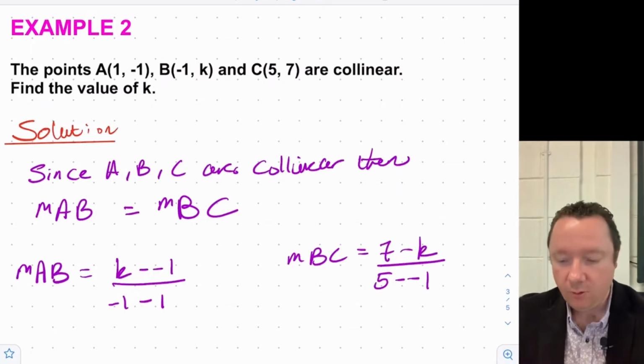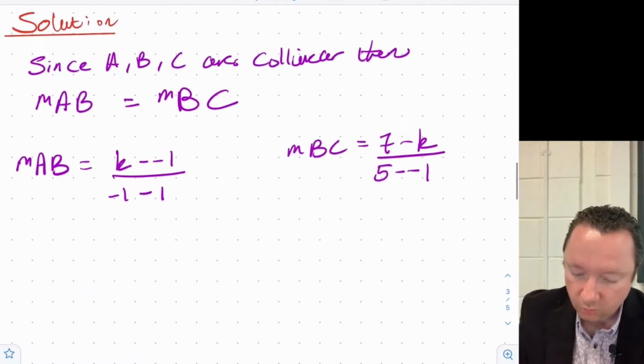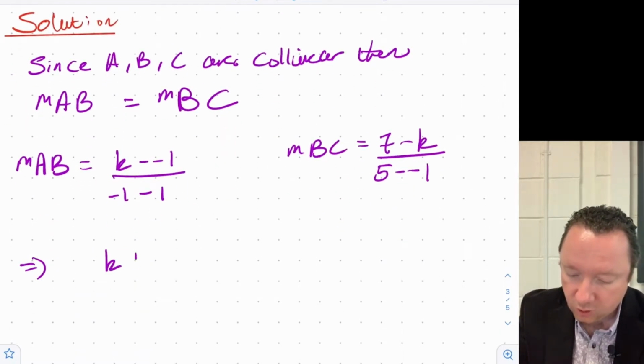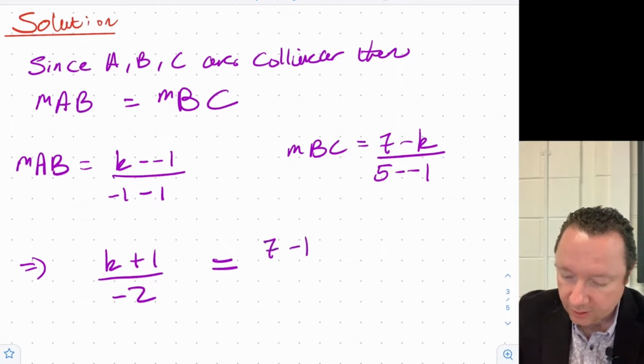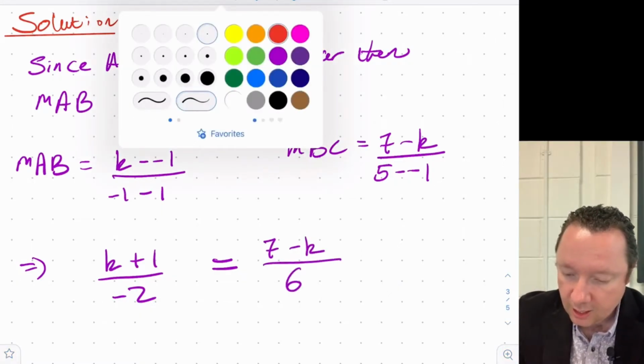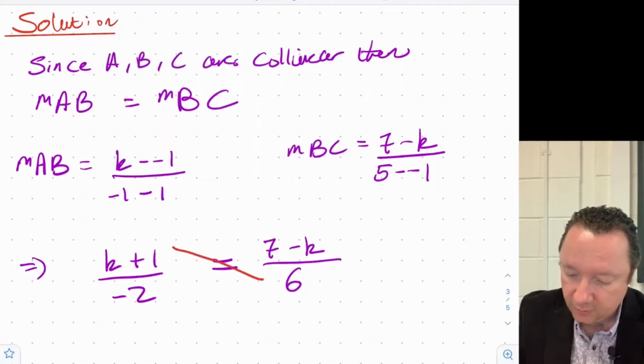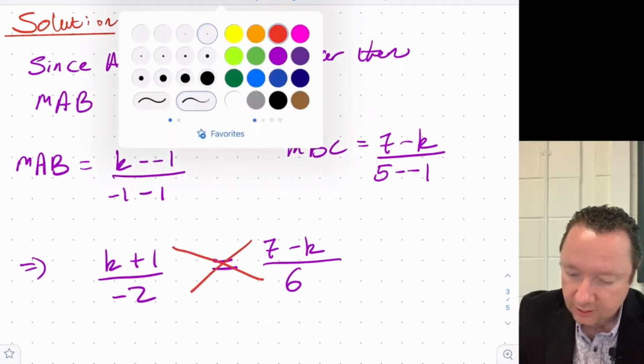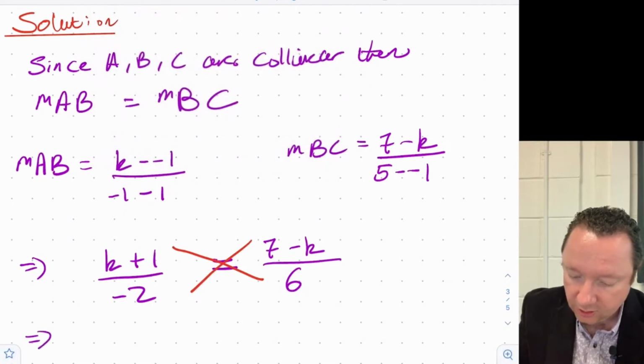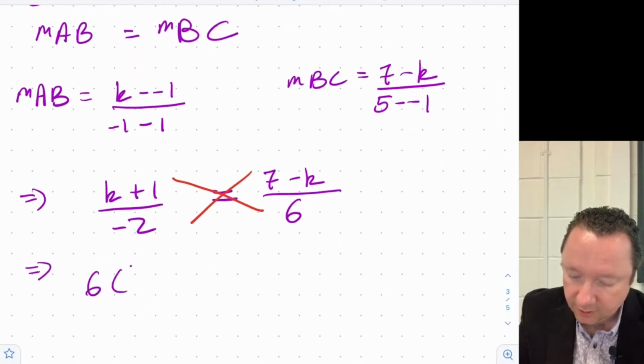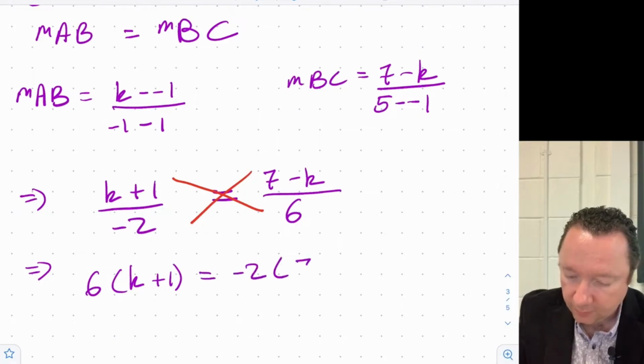And we just make them equal to each other. So we've got K plus 1 on the top, minus 1 minus 1 is minus 2, equals 7 minus K on the top, 5 minus minus 1 is 6. And these are nice and easy. You do this times this equals this times this. So that gives us 6 times K plus 1 equals minus 2 times 7 minus K.